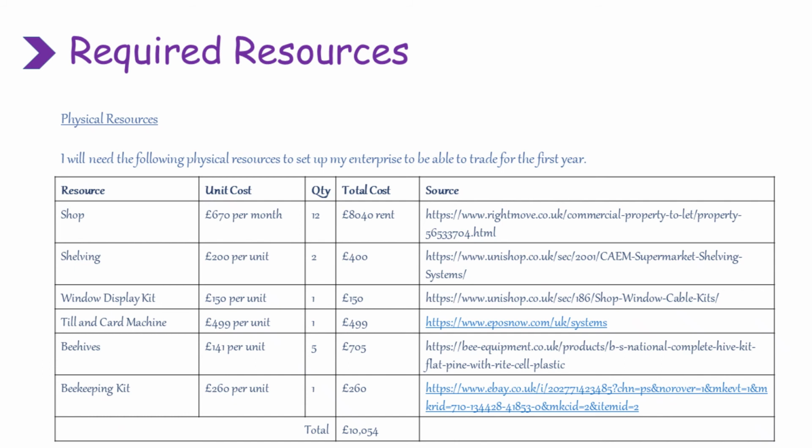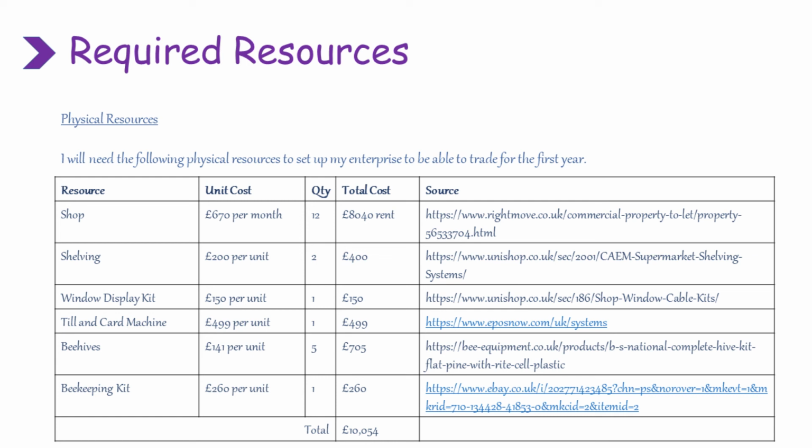Now, startup costs are the one-off costs. The things you'll probably have to buy once, or the costs you're going to have to pay to get yourself going throughout the year. In this case, I've made a list of all the costs I'm going to need to get my business operating for a year. So I've got my shop, the shelving, the window display kit, the till and card machine, the beehives, and the beekeeping kit.